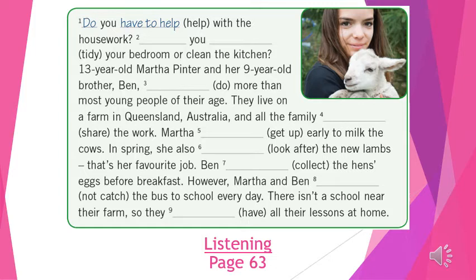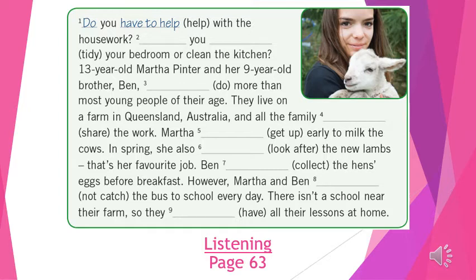13-year-old Martha Pinter and her 9-year-old brother Ben have to do more than most young people their age. They live on a farm in Queensland, Australia, and all the family have to share the work. Martha has to get up early to milk the cows. In spring, she also has to look after the new lambs. That's her favourite job. Ben has to collect the hens' eggs before breakfast. However, Martha and Ben don't have to catch the bus to school every day. There isn't a school near their farm, so they have to have all their lessons at home.